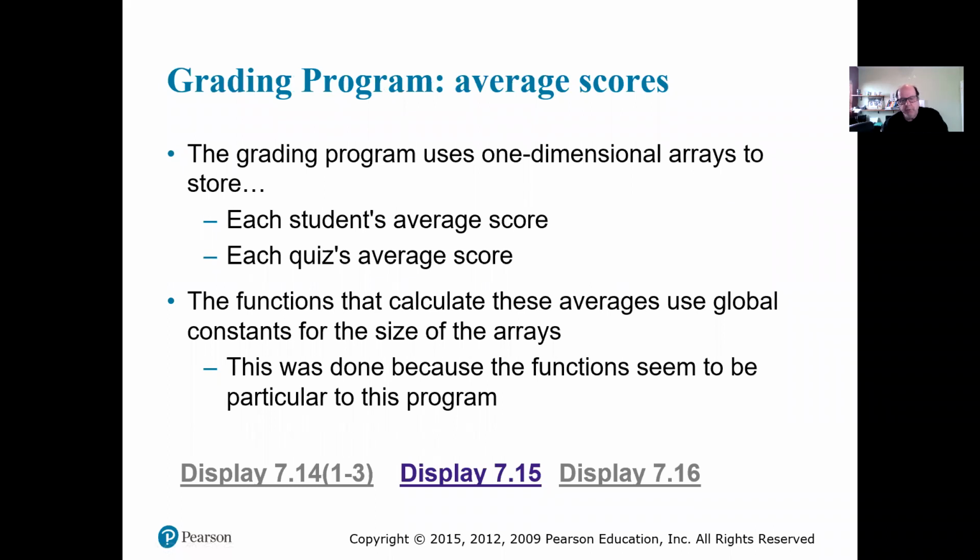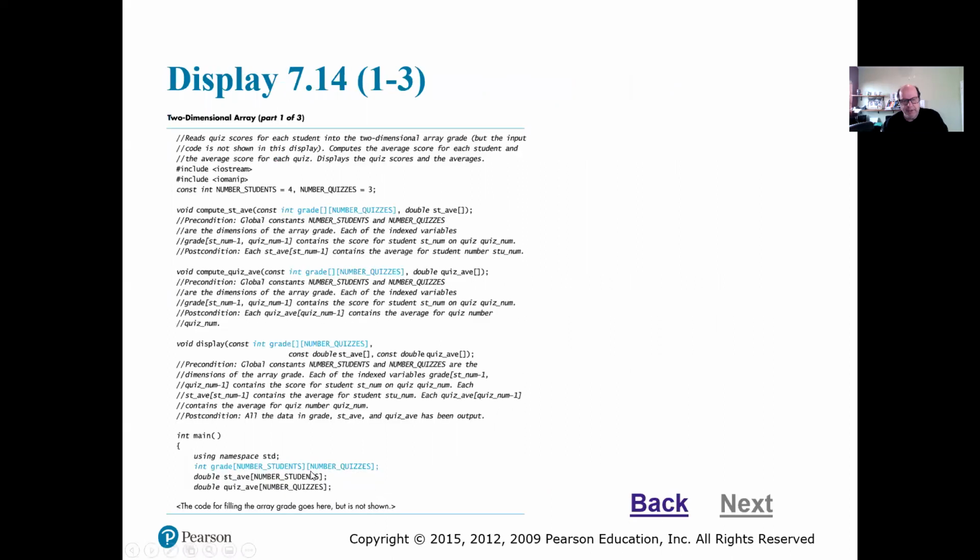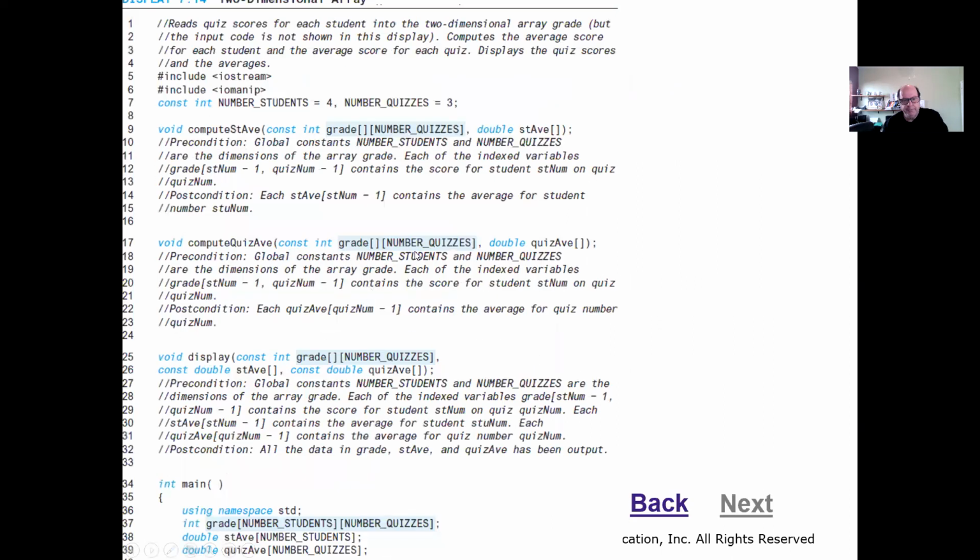So in this program, we want to do the average score. We want to do the average for the quizzes. So for every test, every quiz that you do, I want to see what is the average grade for it. And on the other side, I want to know what's the average grade for each student. So remember that we talked about if I want to go through a normal two-dimensional array, I'm going to need 2 for loops.